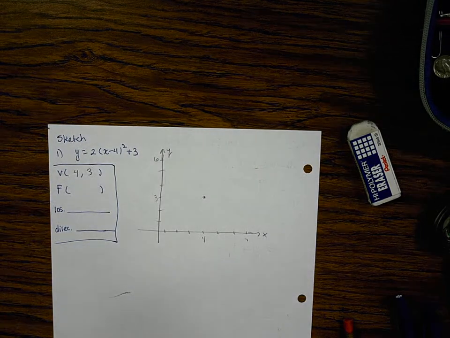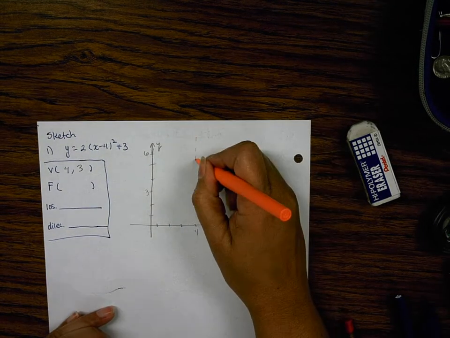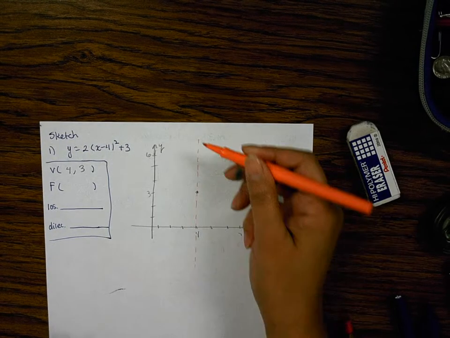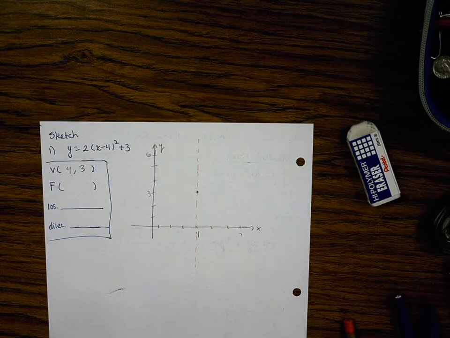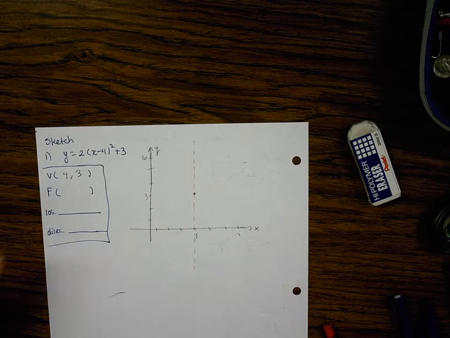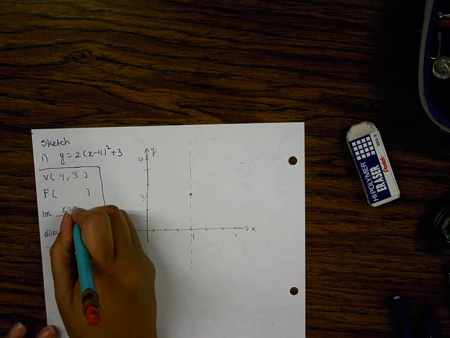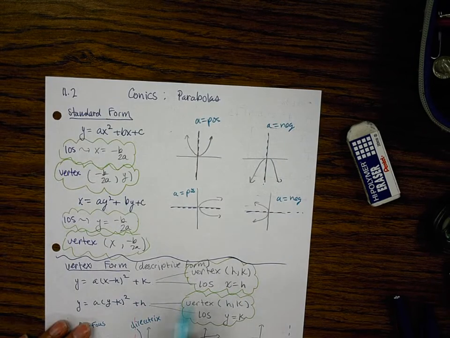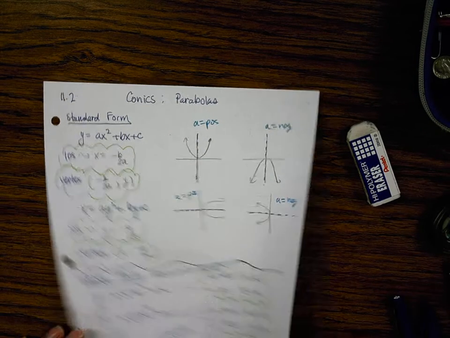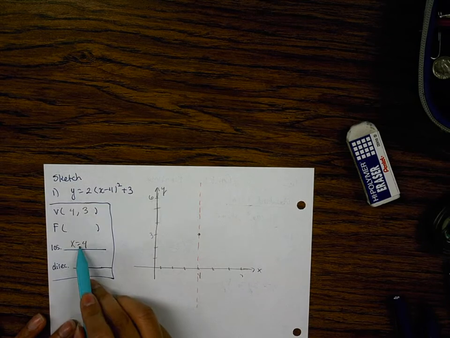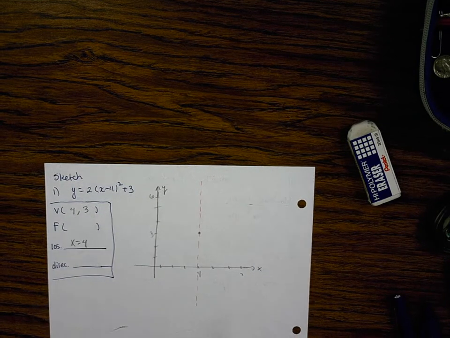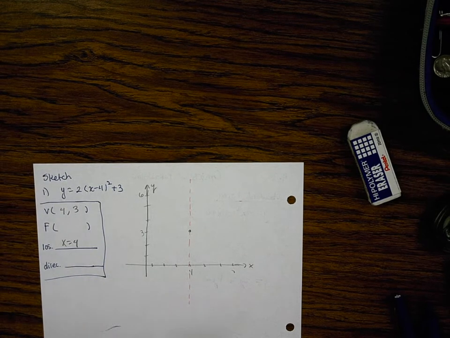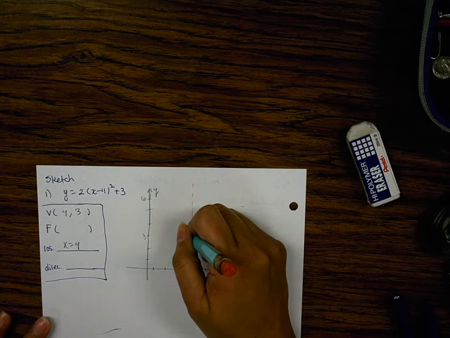Okay, over 4, up 3, and I'm going to go ahead and draw my axis of symmetry in there now, or line of symmetry. And that there is a vertical line, so it's x equals, it crosses 4, so my line of symmetry will be x equals 4. And we could get that from right here. The LOS is x equals the opposite of the inside. The opposite of -4 is +4, or the x value of your vertex.